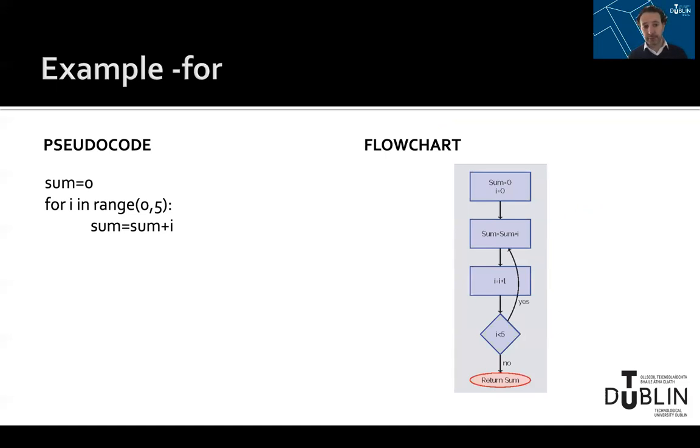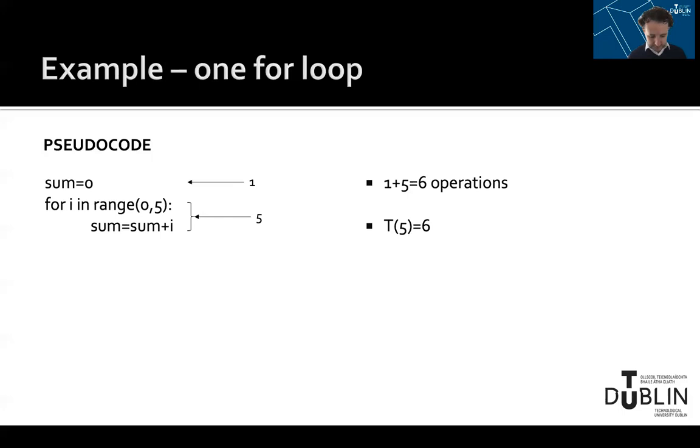So let's think of our for loop. We know everything to do with it, so it's a good place to start. We have our pseudocode: sum is equal to 0, for i in range 0 to 5, sum is equal to sum plus 1. Now, here's our flow chart as before. How long does this take? One operation for sum is equal to 0, and 5 operations for the for loop. So that means 6 operations in total. So the time taken, if you put n is equal to 5, is 6.